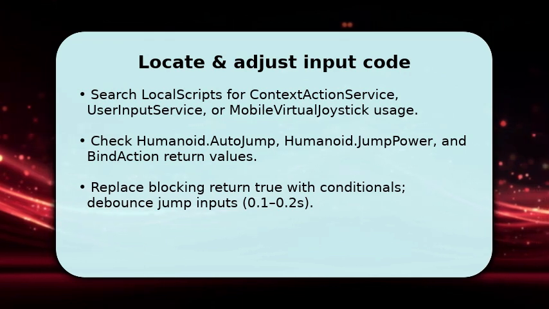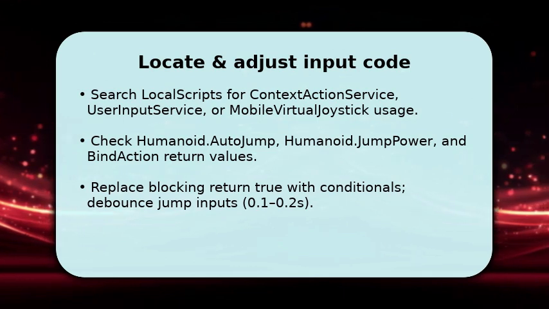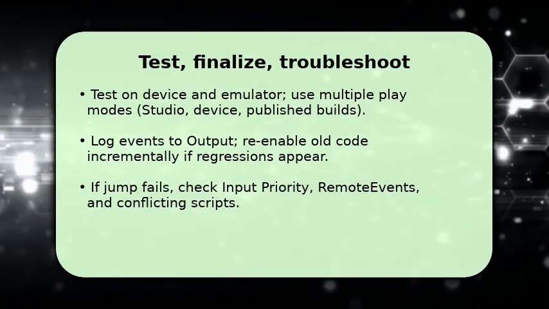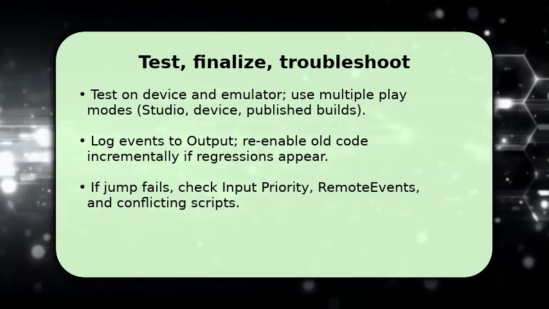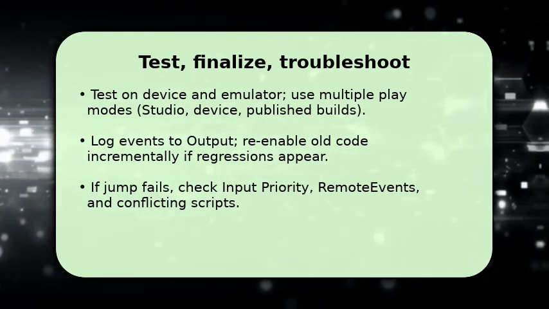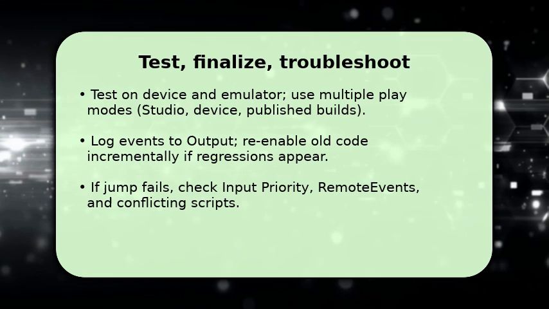Also verify Humanoid AutoJump and JumpPower values, and ensure finish by testing and hardening the fix across environments so the joystick and jump are reliable. Play in Studio, on a phone emulator, and on a real device to confirm consistent behavior. Once passing, clean up logs, remove commented hacks, and push the change.